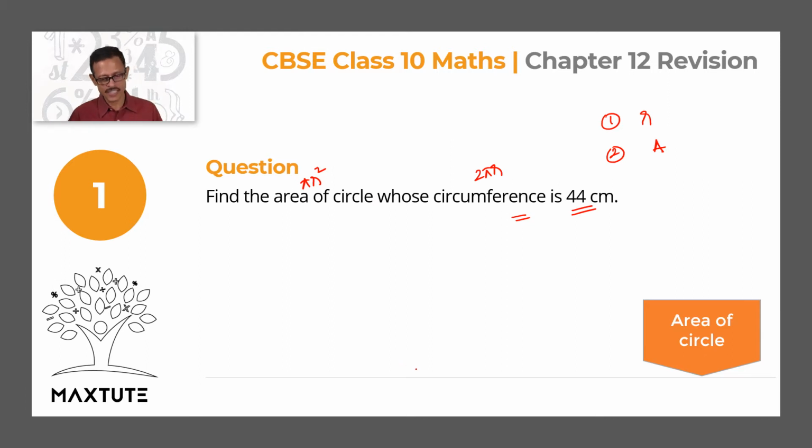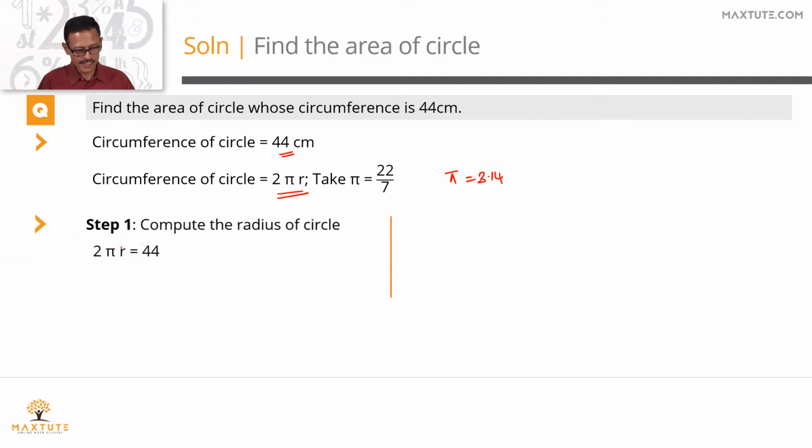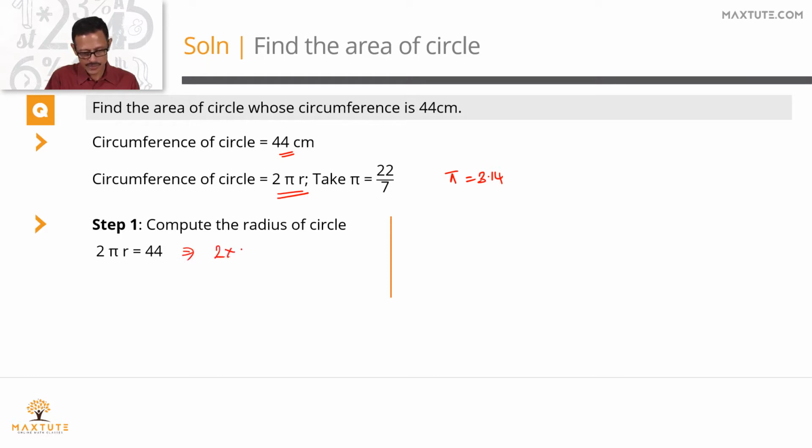Hope you have done it. Let's quickly run through it. Step 1, we're going to compute the radius. Circumference is 44. Formula for circumference is 2 pi r. Unless the question states otherwise, take pi to be 22 by 7. In some questions, they'll say take pi to be 3.14. In that case, we'll go with 3.14. Here 2 pi r is equal to 44. I'm substituting pi as 22 by 7 to compute the value of r, which is 2 times 22 by 7 times r is equal to 44.